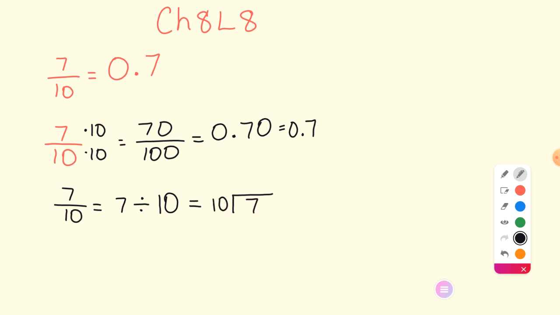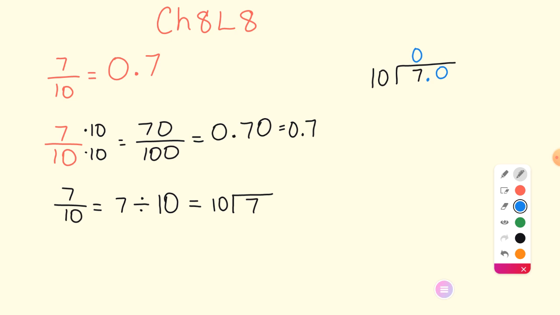Now I'm going to come over here and do some scratch work. Lainey, can you help me with this? How many times does 10 go into 7? 0 times. What do I have to do to keep going? Good job. A decimal point and a 0. And I'm not changing the value. It still says 7 divided by 10.